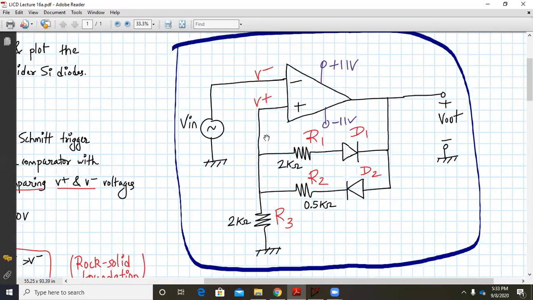So this is the circuit which is given. Strangely, there are two diodes connected, but believe me, it's an inverting Schmidt trigger. Why an inverting Schmidt trigger? Because the input is applied to the inverting terminal, and a part of the output is connected back to the non-inverting terminal. So this is just an inverting Schmidt trigger numerical.